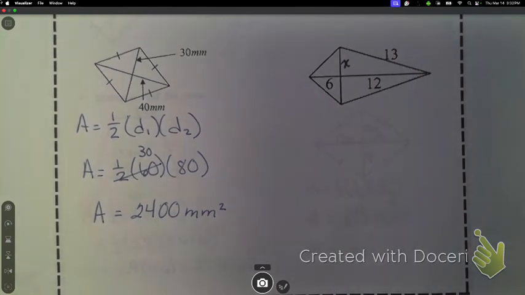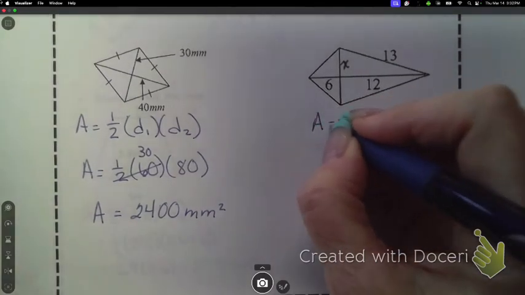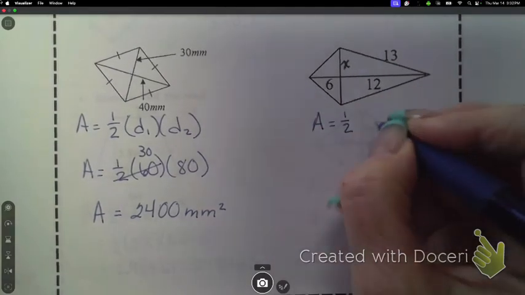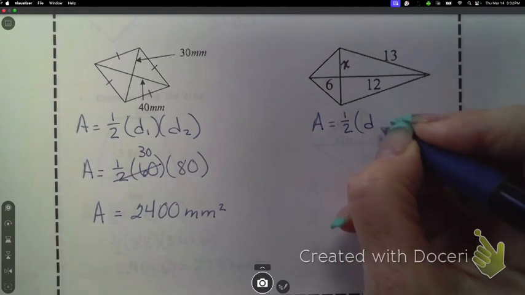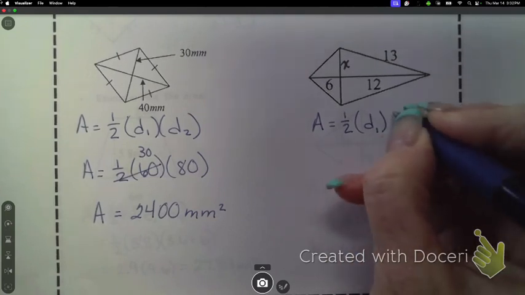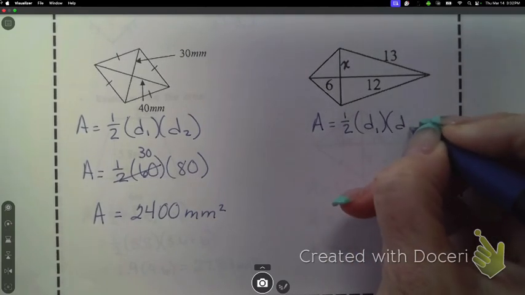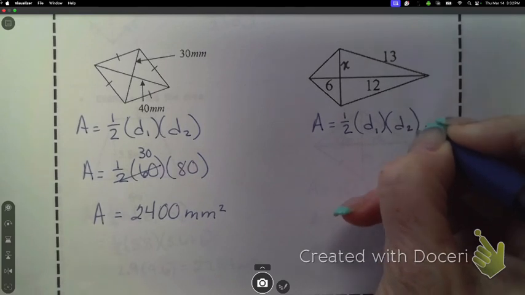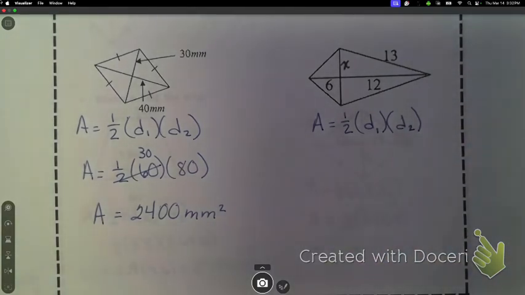Okay. So now we got a kite again, right? What's different about this one? We're missing something. There's no bases. We're missing something, aren't we? Height. Well, how about diagonal 2? Yep.